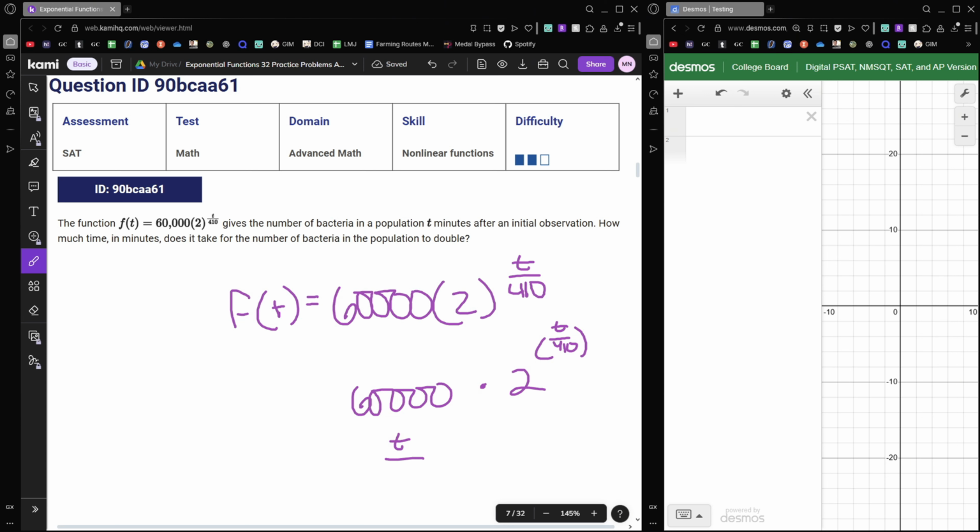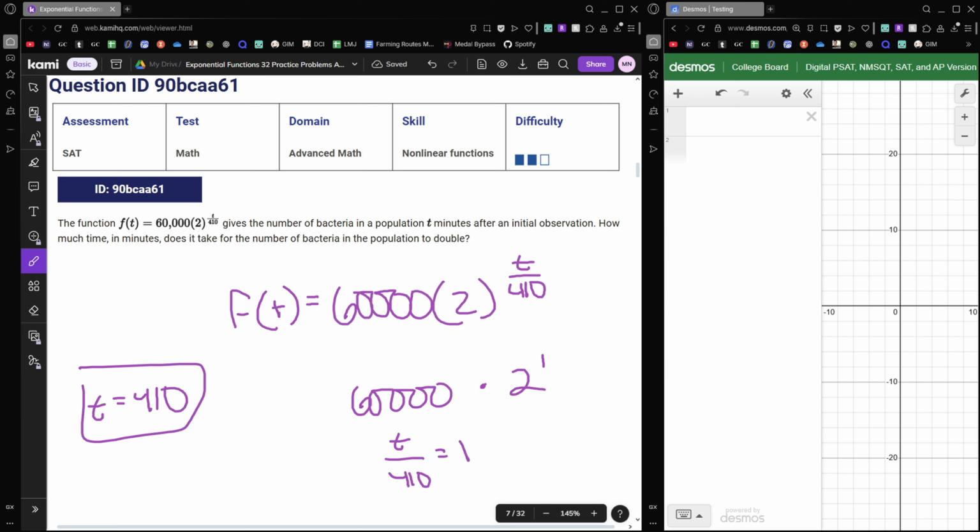So to do that, we can just set it equal to 1, because if we did 60,000 times 2 to the power of 1, that would be the same as 60,000 times 2. So now I think it's kinda obvious, but t would have to be equal to 410 for the fraction to be equal to 1, which means our answer would be 410.